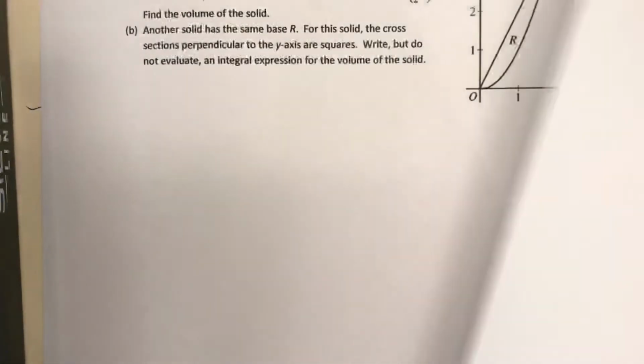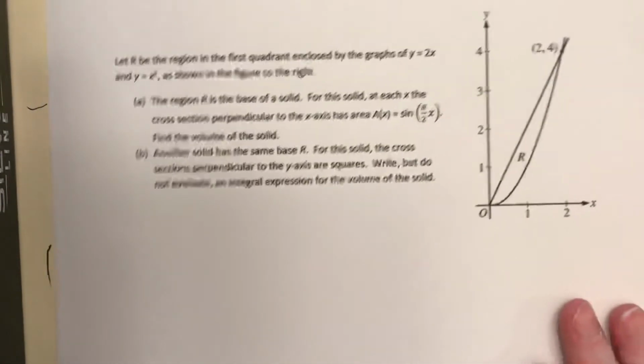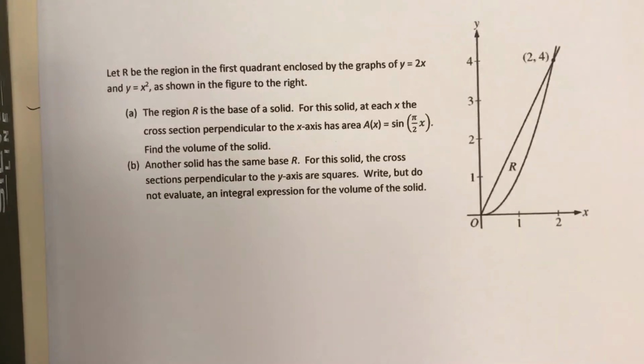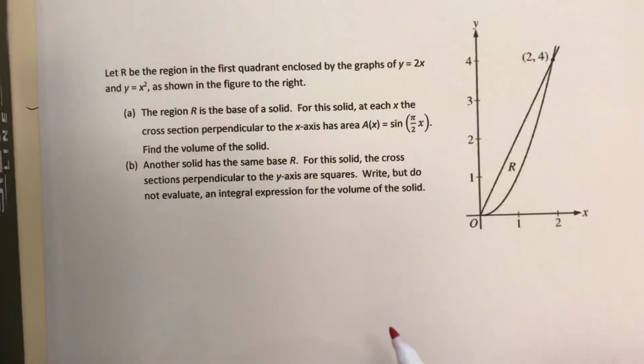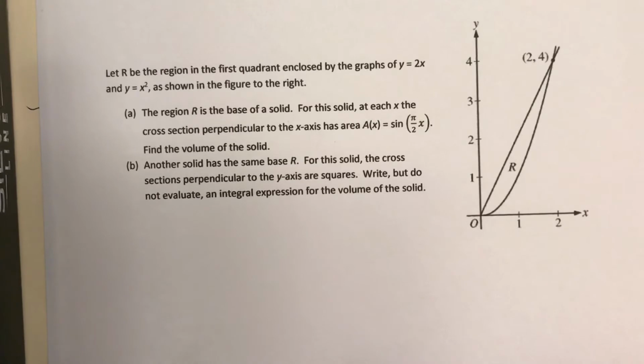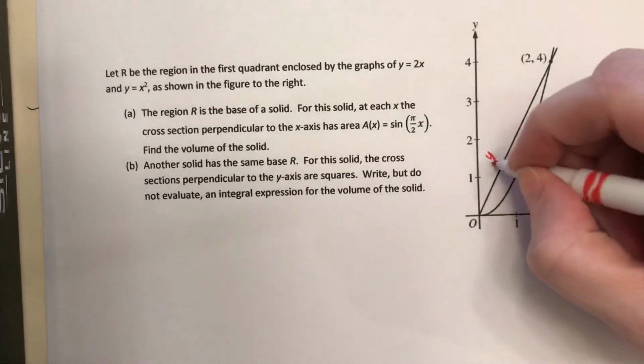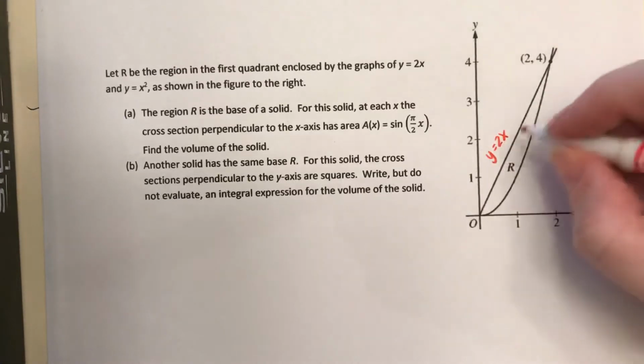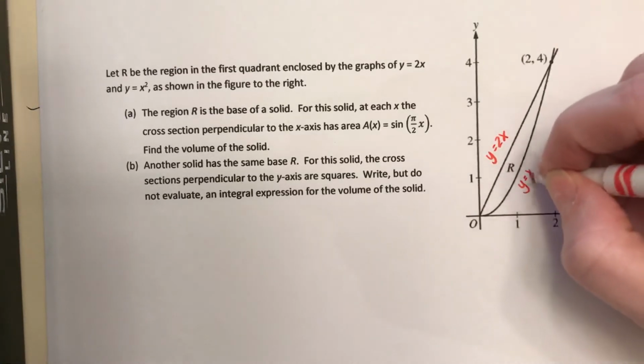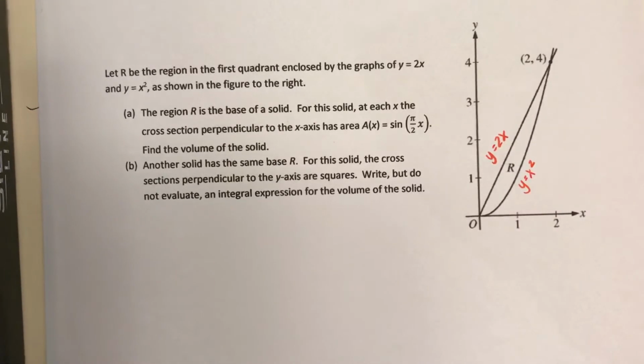Okay, so let's try the next question. This is a 2-part question. Let R be the region in the first quadrant enclosed by the graphs of y equals 2x and y equals x squared, as shown in the figure to the right. Okay, so I'm going to label that. This is y equals 2x, it's a straight line. And then we've got y equals x squared is the curved line.